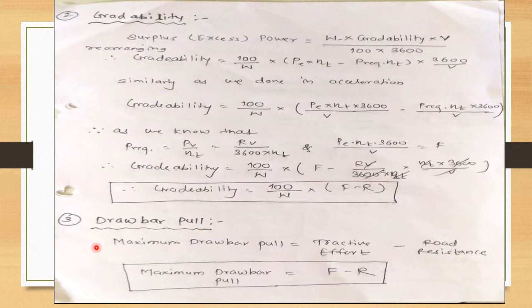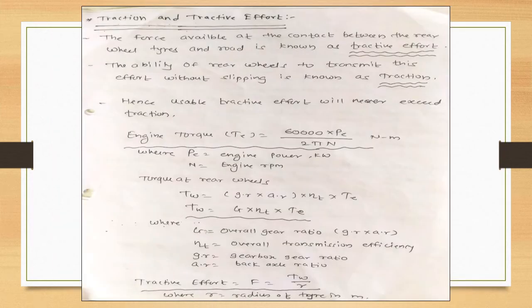Next is the drawbar pull. Whatever excess or surplus power is available is fully utilized for pulling the extra load attached to the vehicle. The maximum drawbar pull is equal to tractive effort minus road resistance. The tractive effort is simply the pulling force utilized to propel the vehicle, known as the drawbar pull. Here R is a combination of rolling resistance and air resistance. Getting? These are the three equations very useful for solving numericals.